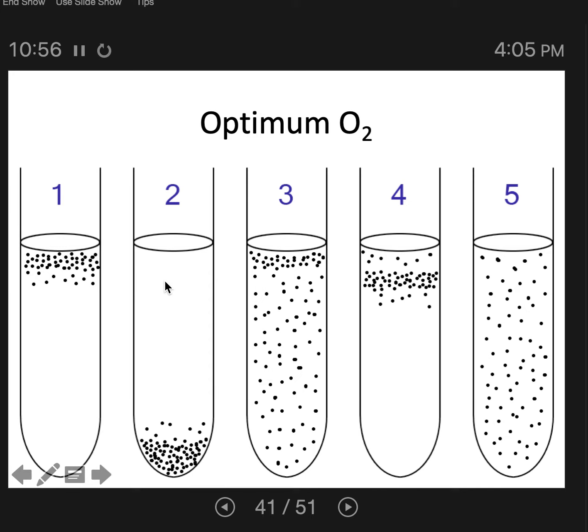Test tube 2, obligate anaerobe. It must be in an anaerobic environment. It can only grow where oxygen levels are extremely low. It cannot grow anywhere near the oxygen. So this is an obligate anaerobe. It has to be in an environment that has no oxygen.